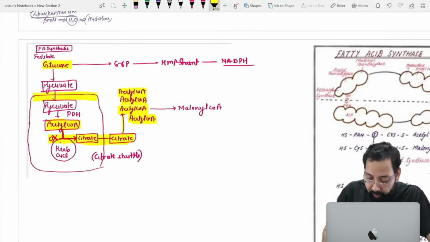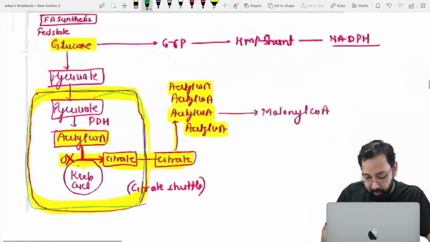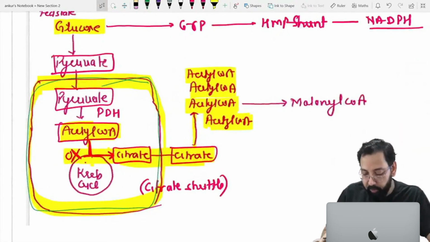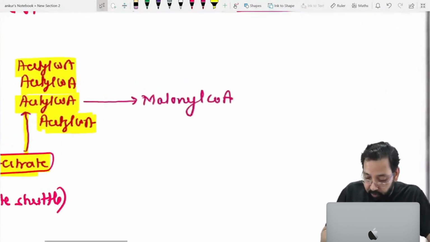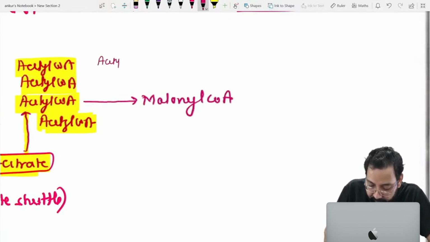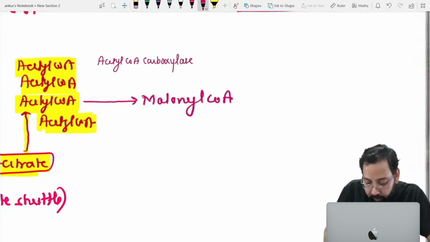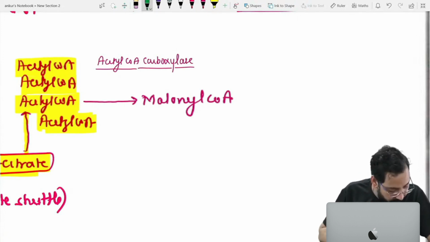This is the mitochondria. Outside this mitochondria, everything is cytosol. So there are so many acetyl coenzyme A molecules in the cytosol. We found that in the cytosol there is an enzyme. What is the name of the enzyme? The name of the enzyme is acetyl coenzyme A carboxylase. What is this?